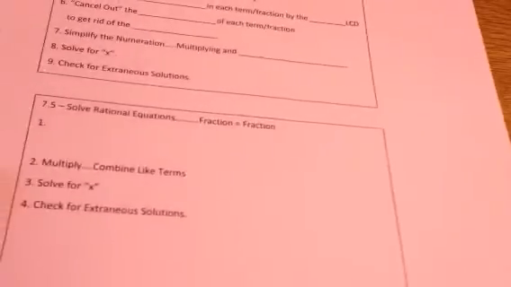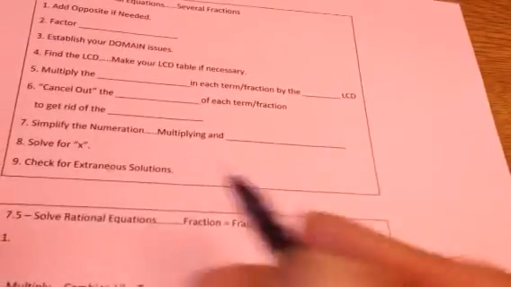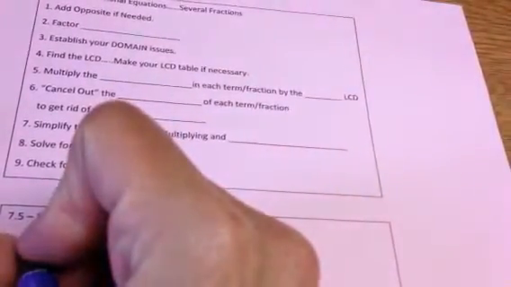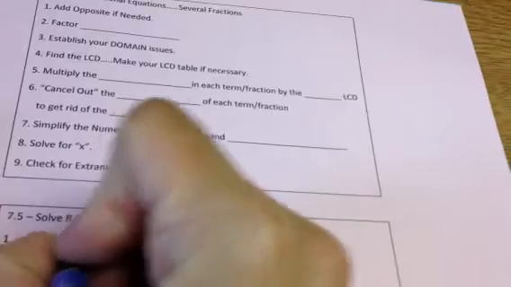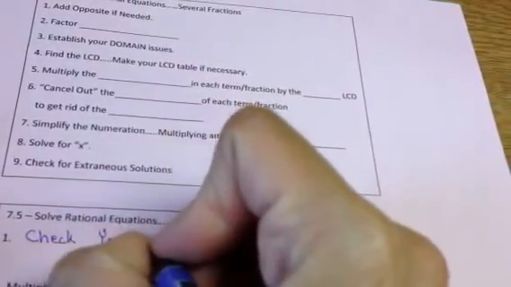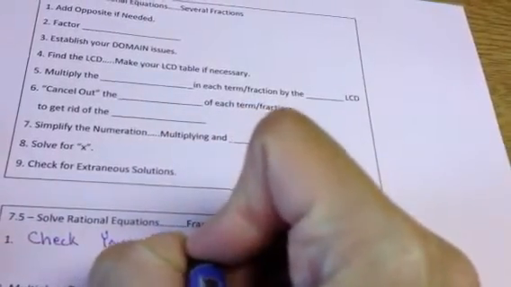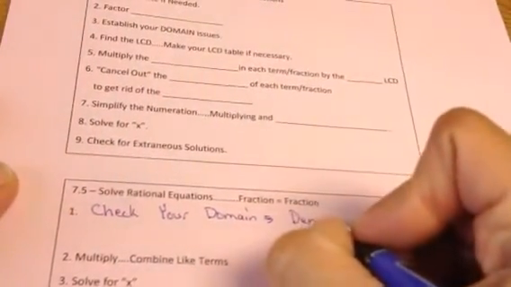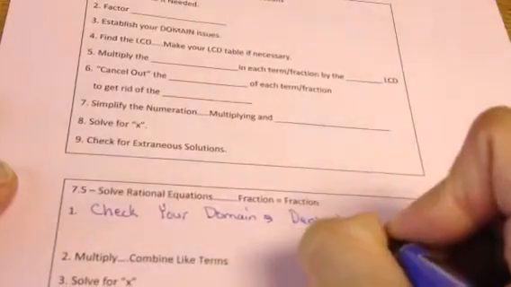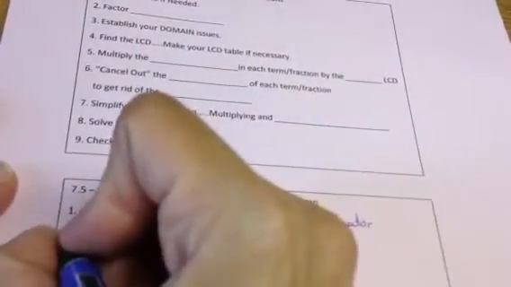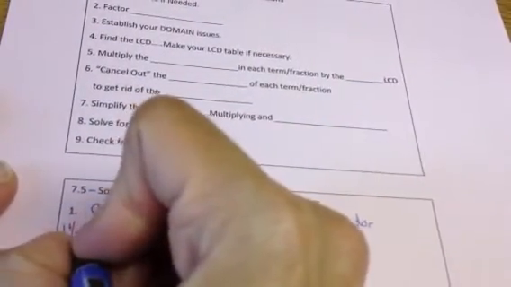So we're going to start with this one. You're going to use this side of the note card when you have a fraction equaling a fraction. That would be like our first 4 problems here. And the first step you're going to do is check your domain. And remember, you just check domain in the denominator. Anyway, we'll call it step 1.5.